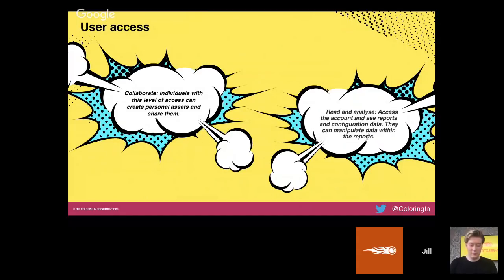You've then got collaborate. This is where, if I create, let's say, a segment, and I want to share it with Aidan, he can only see it if he has collaboration access. Otherwise, he's going to be like, Jill, what are you talking about?